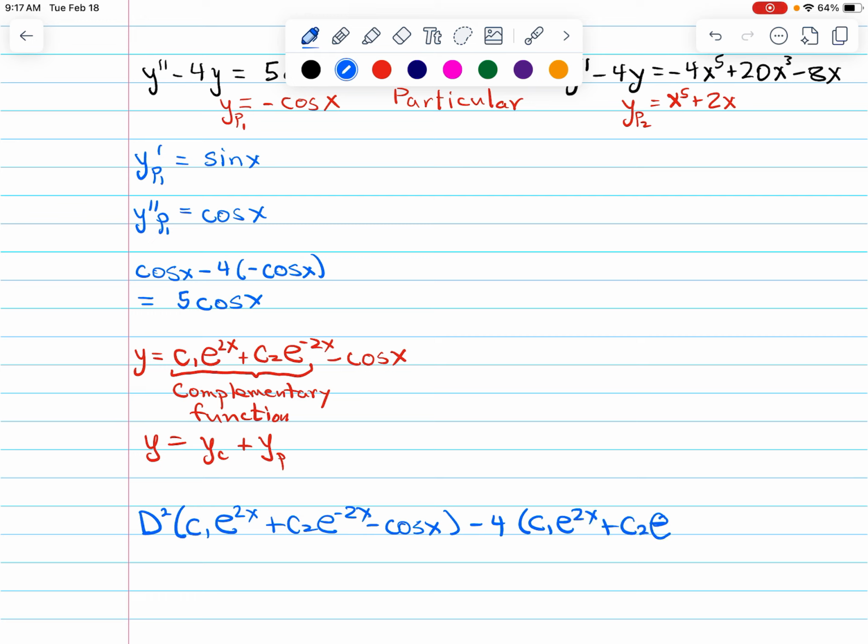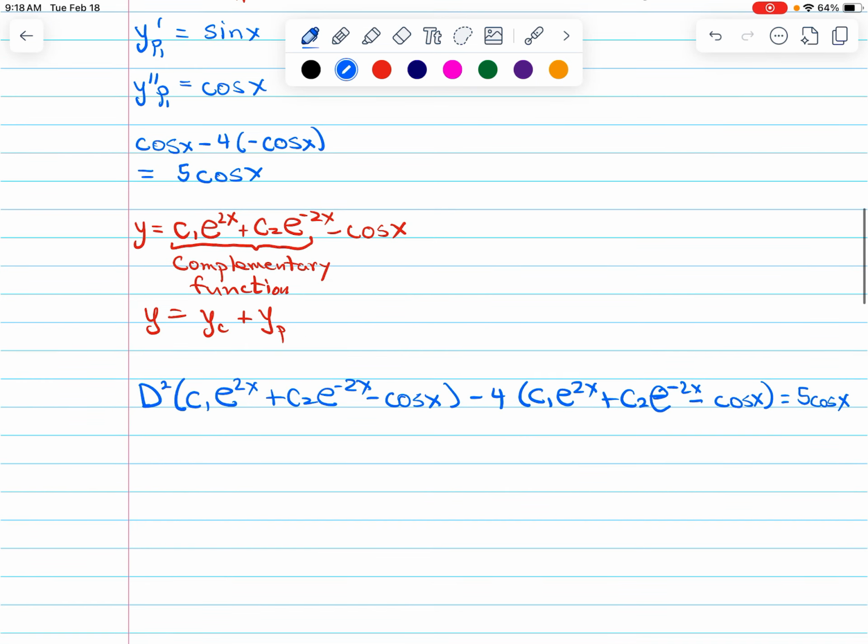And I'm saying that that equals 5 cosine x. That's what I'm claiming. So I'm claiming that when I put in the solution to the homogeneous part together with a particular solution, it's still a solution for the overall equation. So let's see how this works. Now, you can look at this and see what you've got here. Let me just split this up, because of the property of derivatives, I can differentiate across the plus and minus.